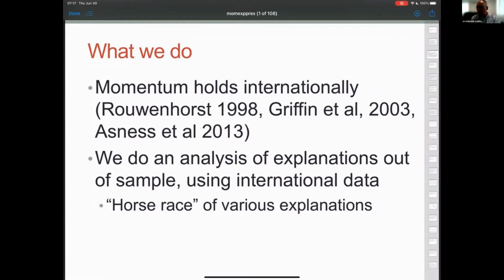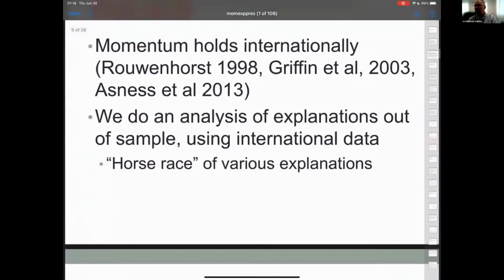Now, why only international data? By only international data, I mean non-US data. And the reason is that all the explanations that exist so far were developed for the US. So if you want to use out of sample, the logical thing to do is to go international. So this paper will not have United States data, it's only international data. And also what we're going to do is to do a horse race of various explanations, which essentially means we're going to test all the explanations on a common footing and see which one wins. That's the logic behind this particular work.